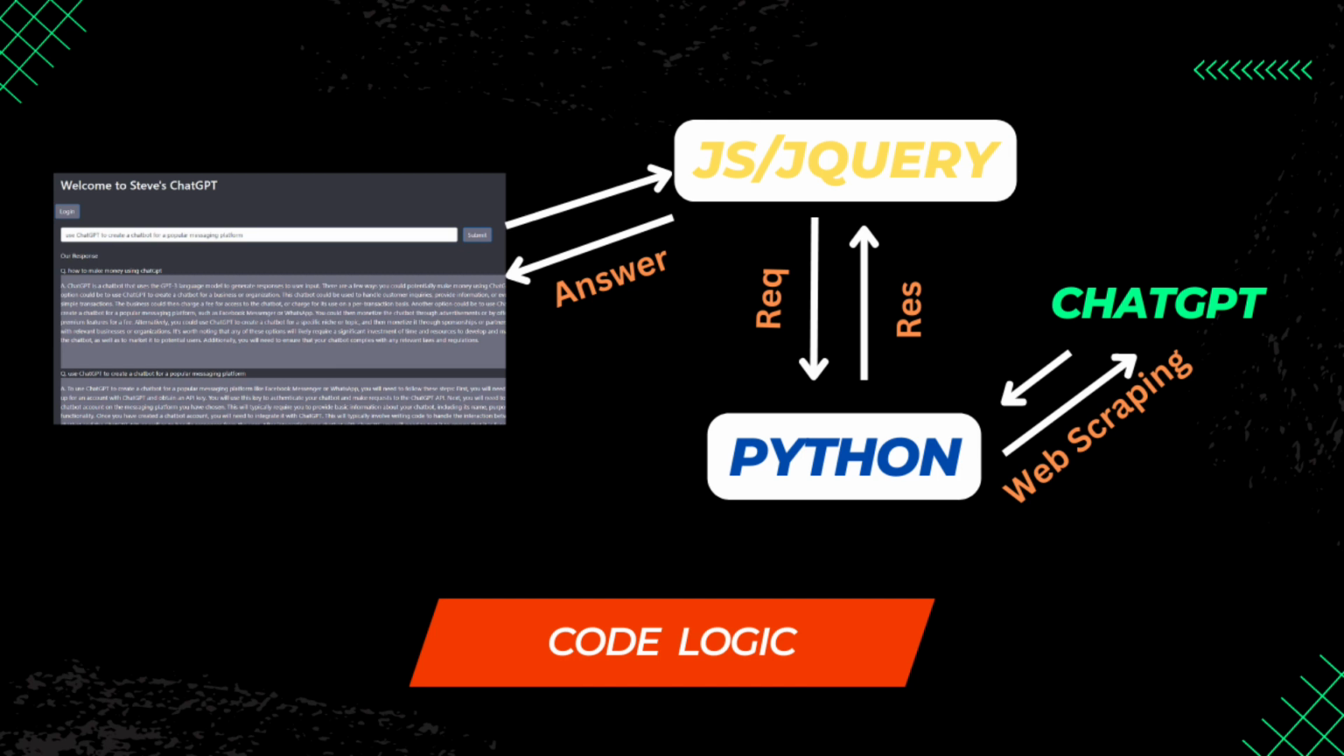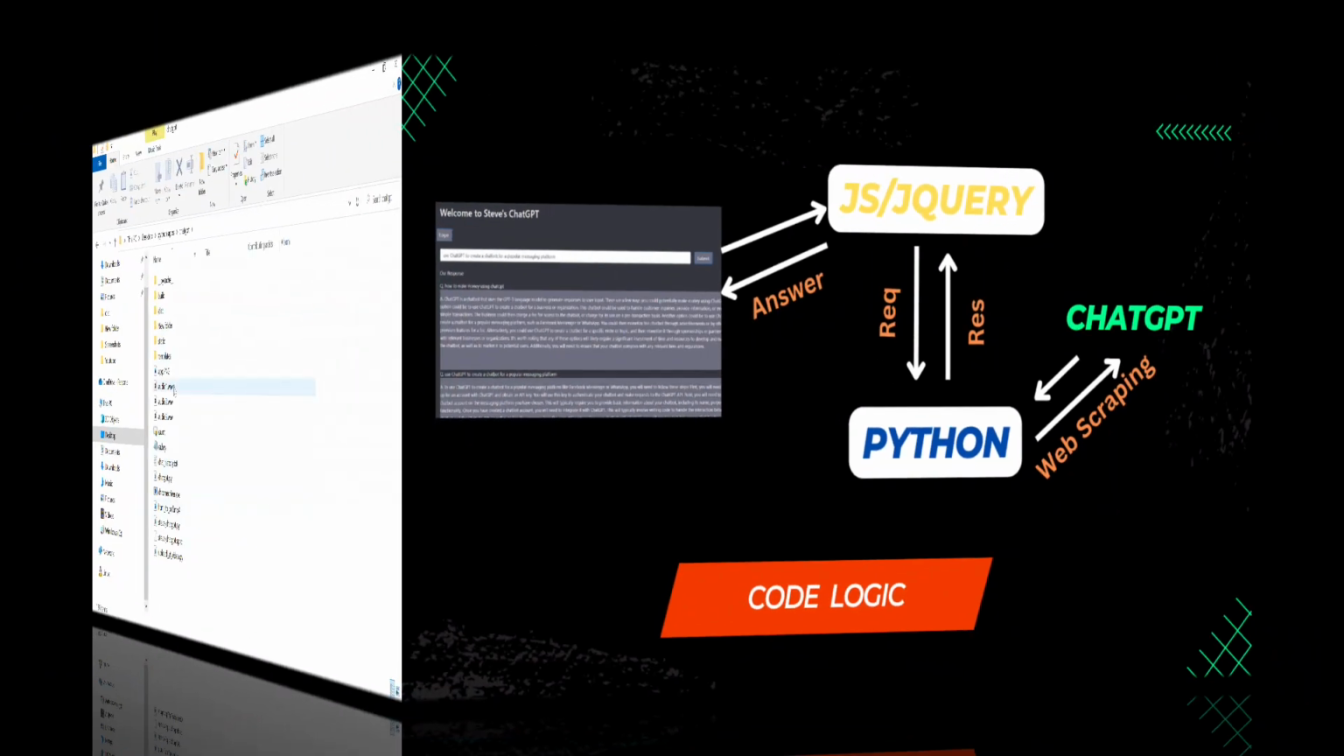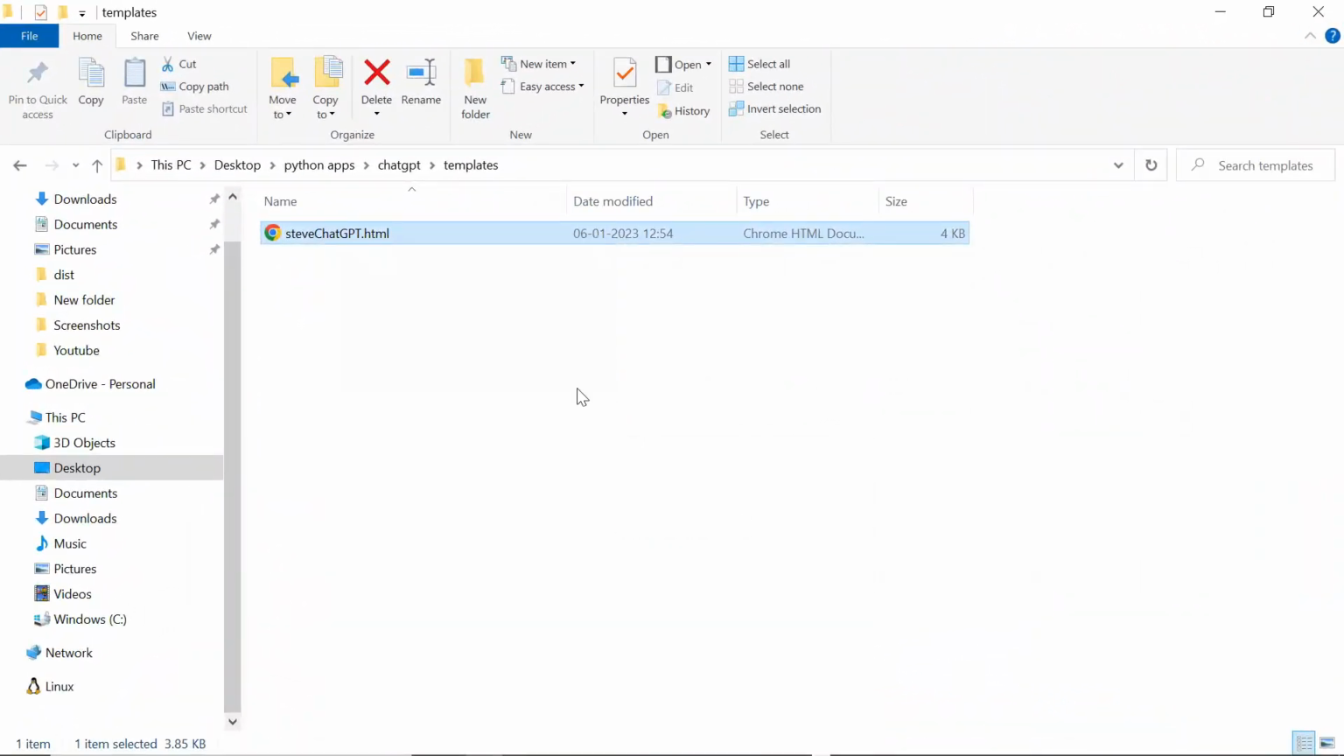My logic is simple. I created a web page where I can enter my questions, and then my backend code will just put that question on ChatGPT. And when ChatGPT generates the answer, the code will extract it using web scraping, and send the answer to my web page. For the web UI I created this HTML.